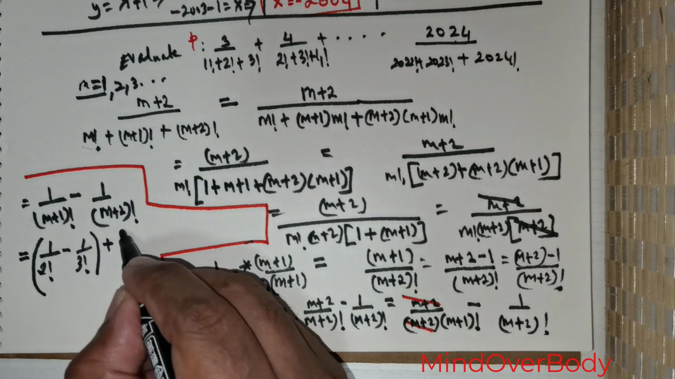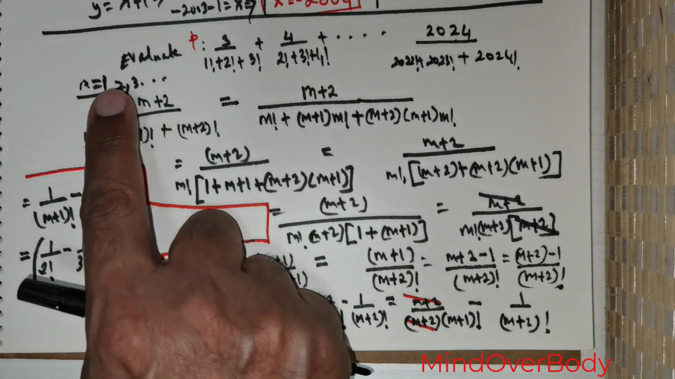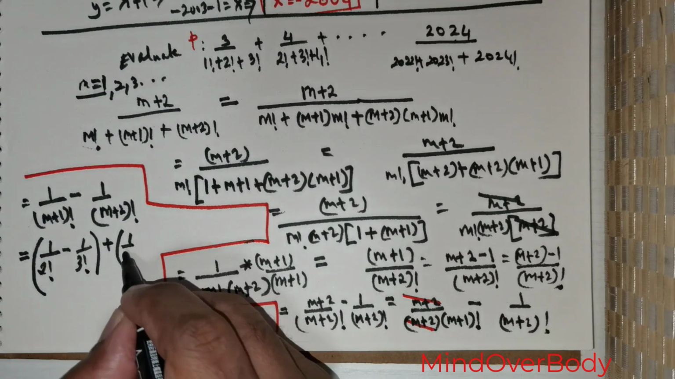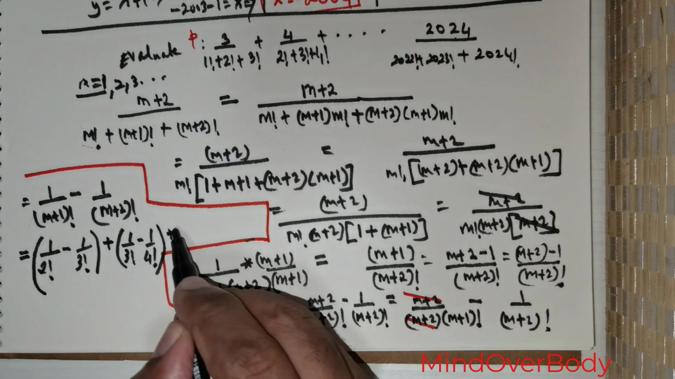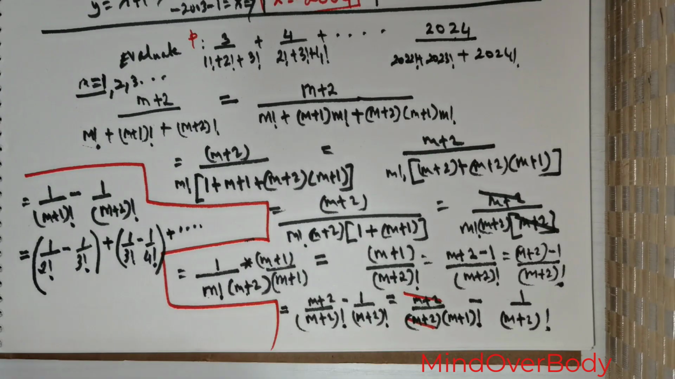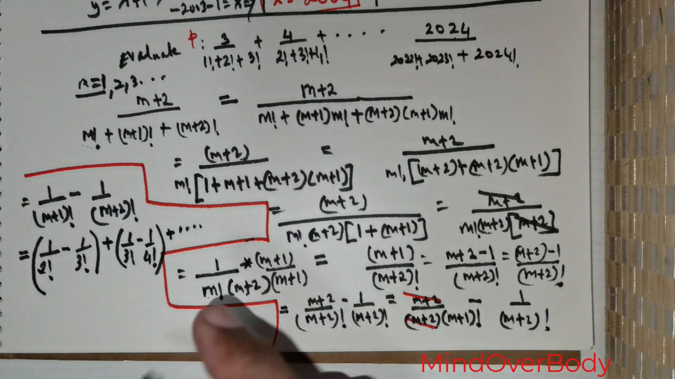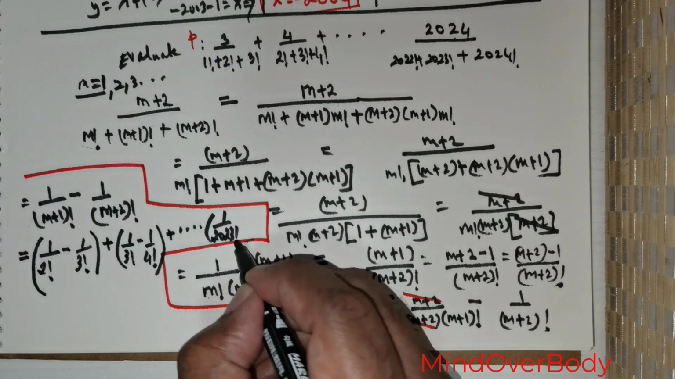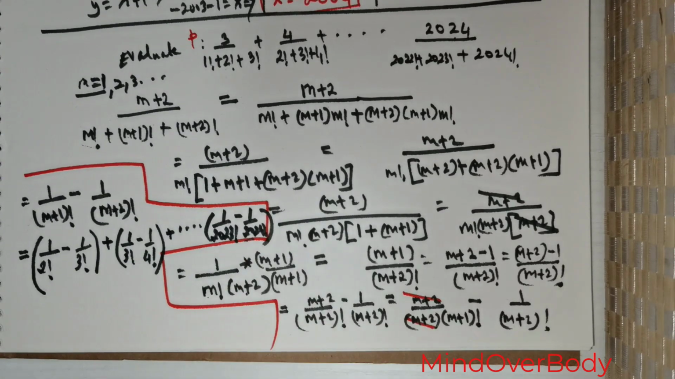Now moving on, is it okay? The second term, can I write the second term? The second term was generated when m is equal to 2. So if m is equal to 2, this is going to be 1 over 3 factorial minus 1 over 4 factorial, and so on and so forth, it goes on up to etc. And coming over here, 2024, what is it going to be? It is going to be 1 over 2023 factorial minus 1 over 2024 factorial, right?